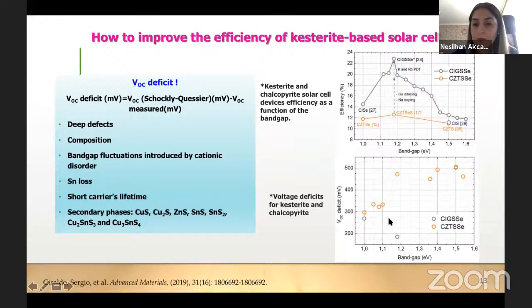Then they calculated the VOC deficit by considering the band gap region for these materials. As you see, for intermediate band gap, there is a big difference in the VOC deficit. So how can we calculate the VOC deficit? Just subtract the VOC value which was obtained experimentally from the Shockley-Queisser theoretical limit, then you will obtain the VOC deficit.